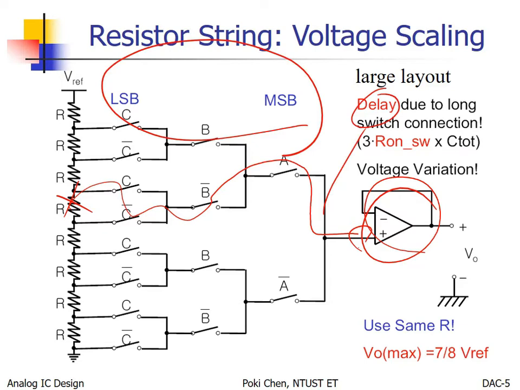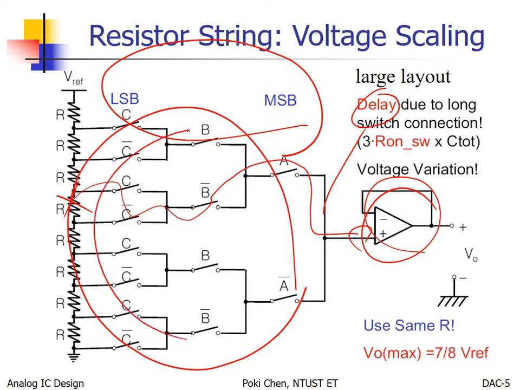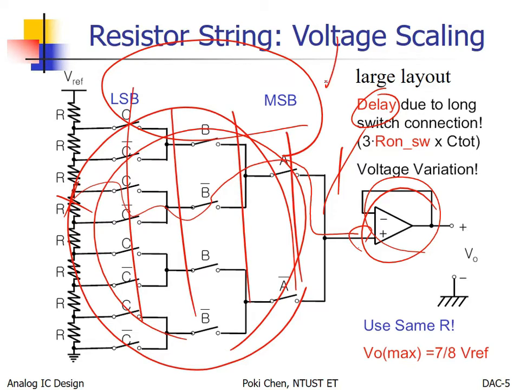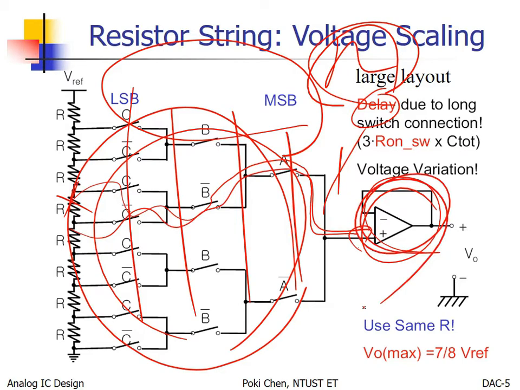So if you would like to reduce the delay, for such a structure, it not only wastes a lot of switches, but also adds delay. If you have n bits, then you need to pass through n switches to reach the output buffer, right? So how can you improve such a structure?